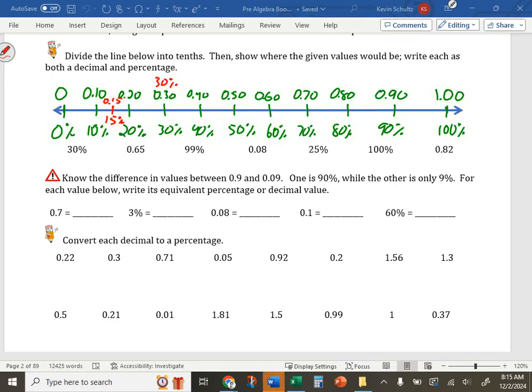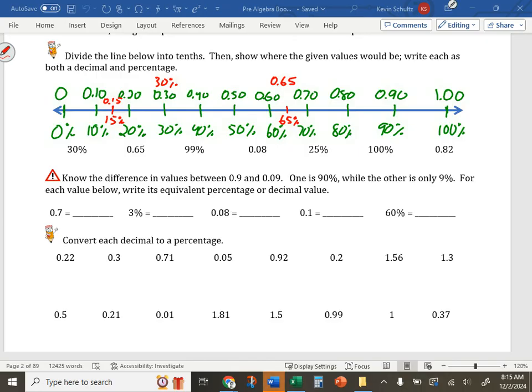65%, where would that go? It's a Monday after 5 days off, so I'm starting a little bit slow here, but stick with me. Where would 65% go? Ava? Between 60% and 70%. And what would its decimal value be, do you think? 0.65.